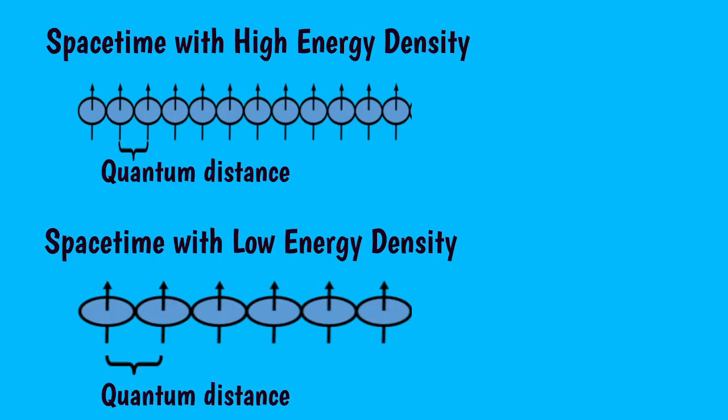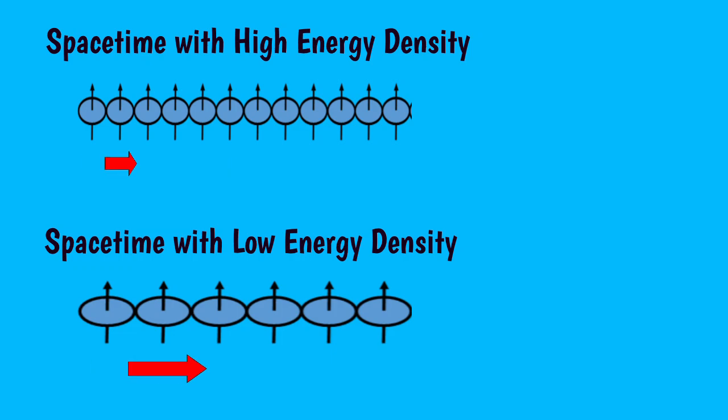Let's take a closer look at a wave moving through regions of spacetime with differing energy densities. When we observe the speed of an energy wave from a perspective outside of spacetime, we see that a region with twice the energy density would have twice the number of quantum distances and twice the number of quantum time units.